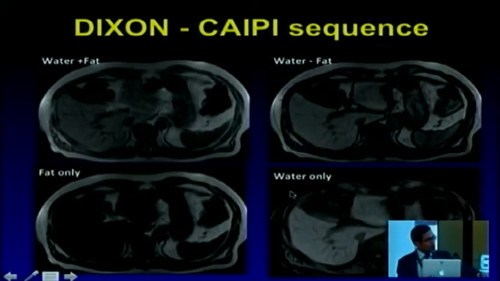It's called the KPI sequence. This is present in the Siemens scanner. It also gives you the same kind of thing, water plus fat or the in phase, water minus fat or the opposed phase, fat only and water only images.